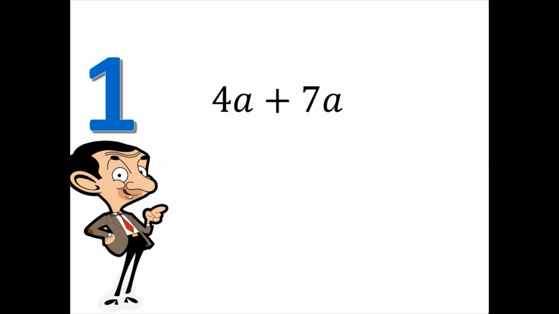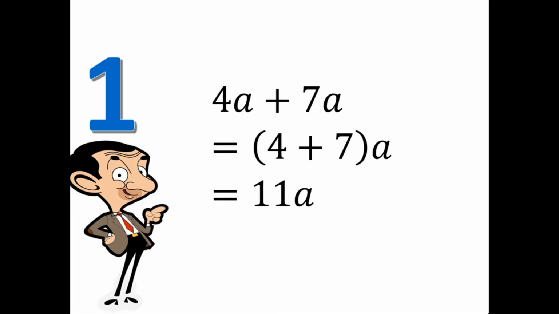4a plus 7a, they are similar, so add the numerical coefficients. 4 plus 7 equals 11. Copy the literal coefficient a, so the sum is 11a.